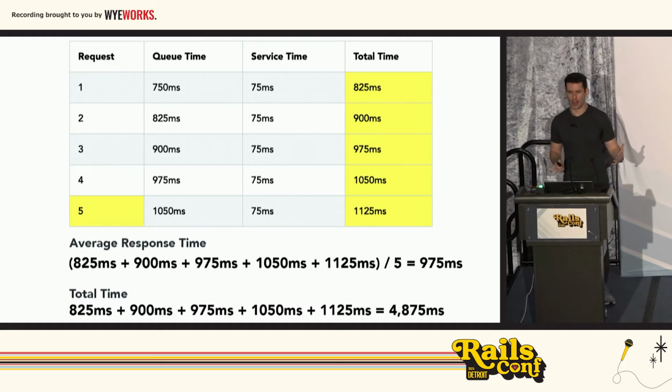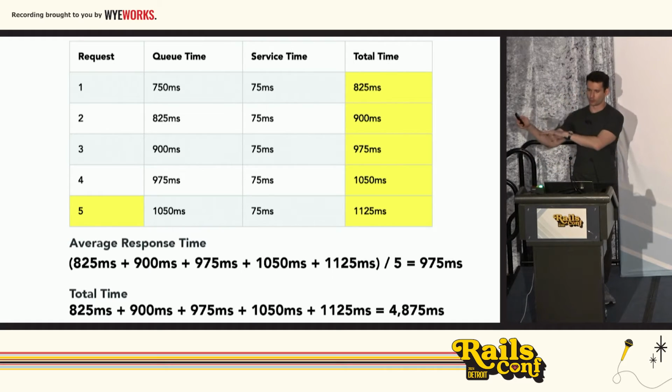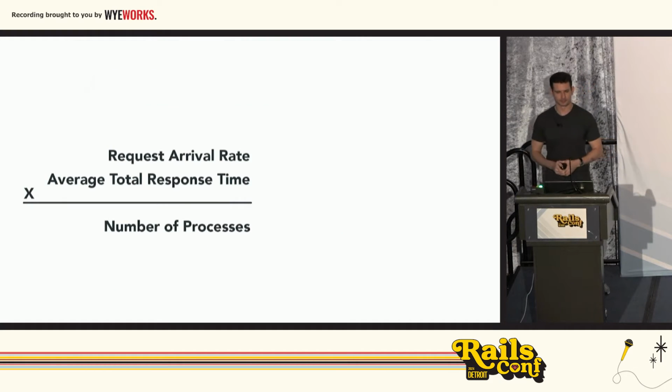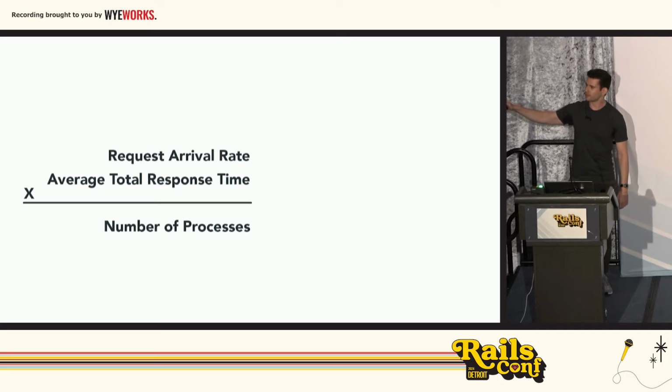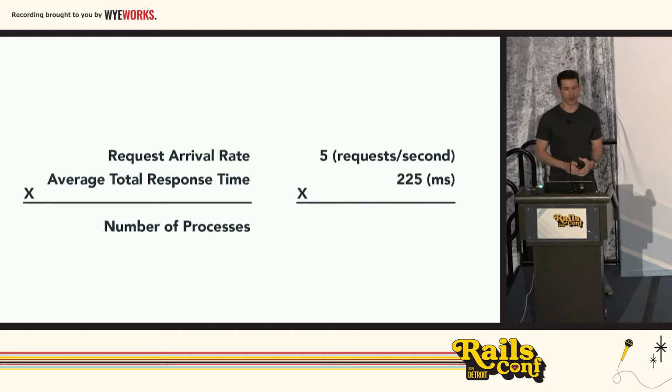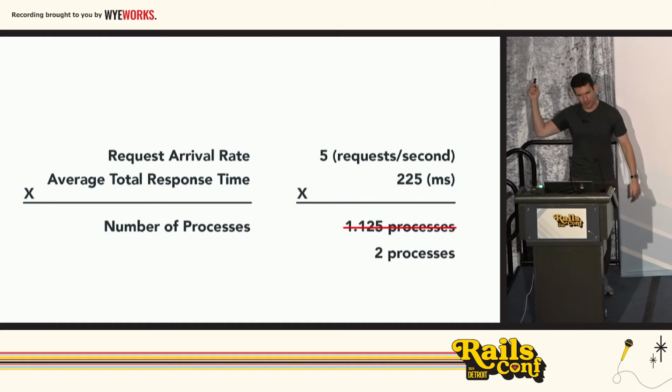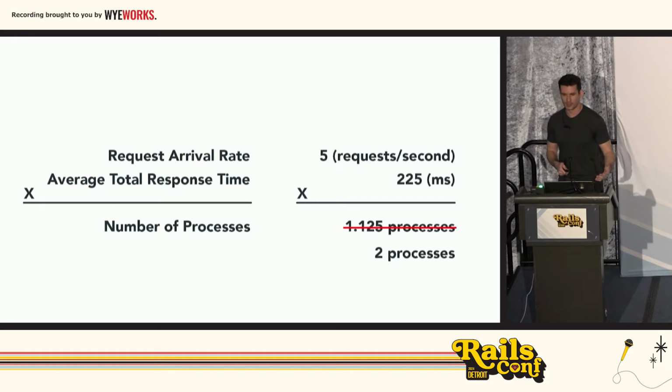Luckily, we can use our parameters of request arrival rate and average total response time to reach a number of processes that'll put us in a place where we can keep up with our pace of traffic. Here's that equation. Request arrival rate multiplied by average total response time equals number of processes. Plugging our numbers in from that first set of requests, with a request arrival rate of 5 requests per second and an average total response time of 225 milliseconds, we would want to have a little over 1 process available to keep pace. And we want to round up here because otherwise we're falling behind. And as we saw, that's quickly going to get away from us.